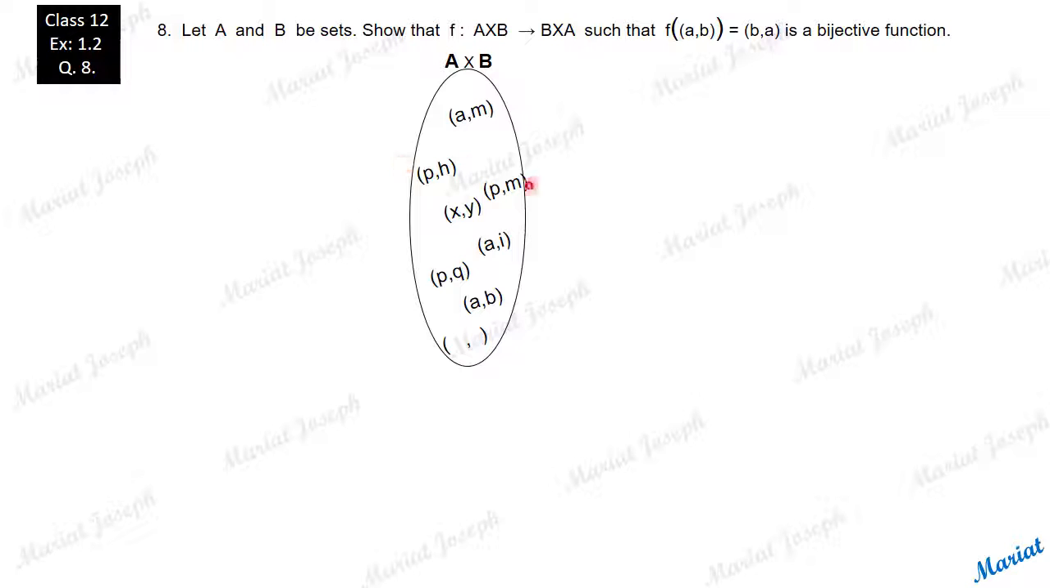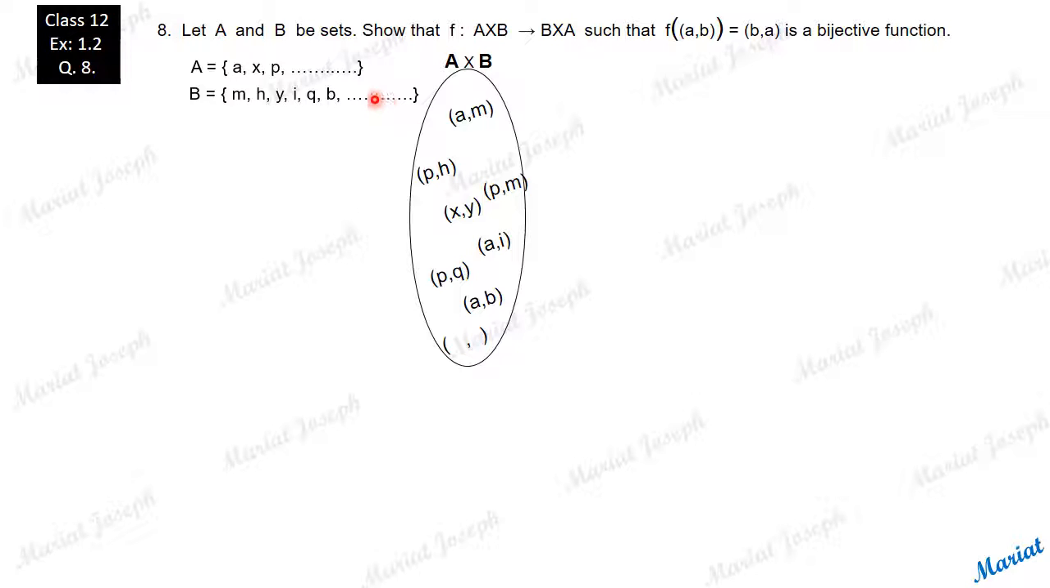Now, if these elements belong to set A cross B, what would have been the set A and set B? Set A is the set of all elements that are written as the first element in the ordered pair. Set A is a, p, x, etc. The first elements of these ordered pairs form set A and second elements form set B. So set B consists of these elements m, h, i, y, etc.